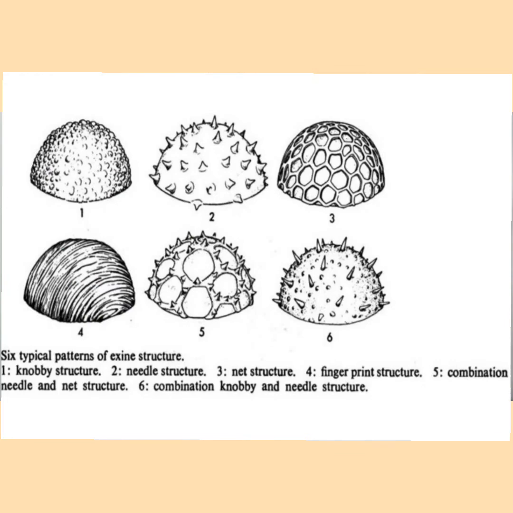Here you can see the different surfaces of the pollen grain formed by the exine. On the left, number 1 is the knobby structure, number 2 is the needle structure, number 3 is the net structure, number 4 is the fingerprint structure, number 5 is the combination of the needle and the net structure, number 6 is the combination of the knobby and the needle structure.